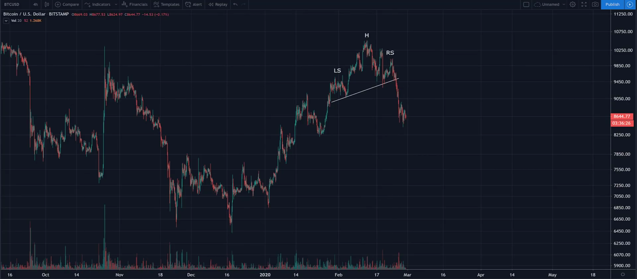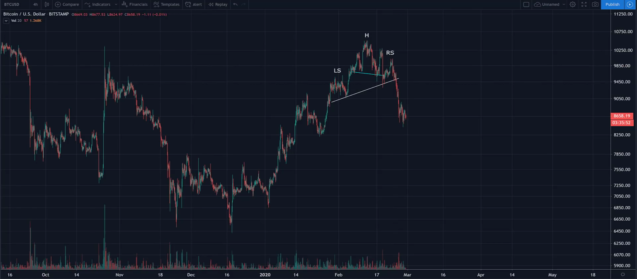We, in fact, I think have another head and shoulders, a mini one, right here. Where we have the left shoulder, head, right shoulder, breached, came back up, which is quite common, in fact, and then breached again to morph into this larger head and shoulders, which then got confirmed.